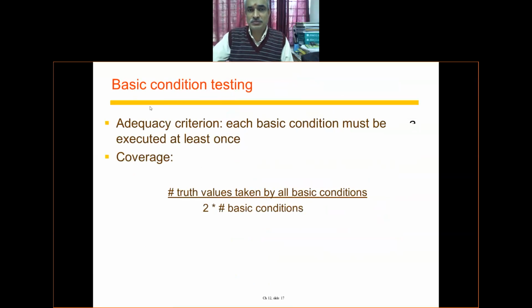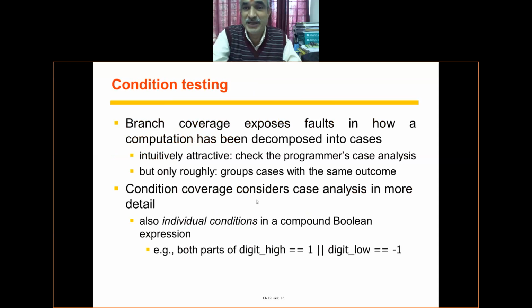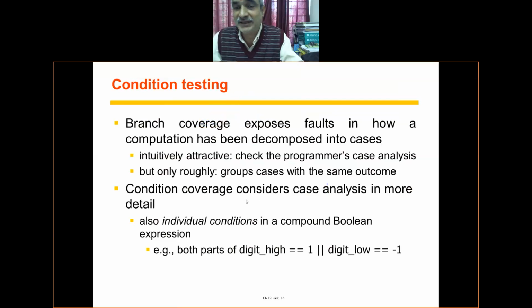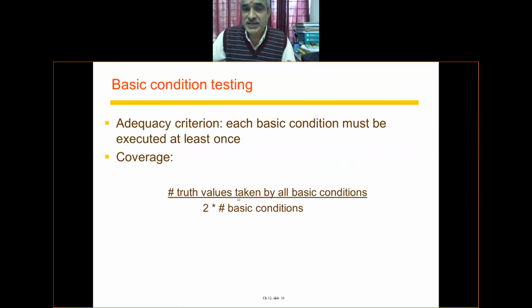So condition testing is okay, truth value taken by all basic conditions divided by basic conditions. Truth value taken. In the previous example, I told you, please remember, I said that A value is 20, B value is 10. It takes care of the truth value of age greater than 18. You take a 60, truth value of this. So condition coverage is truth value taken by all basic conditions.